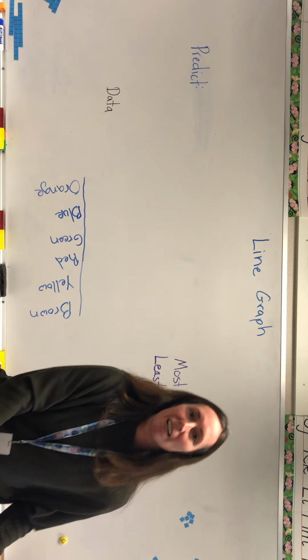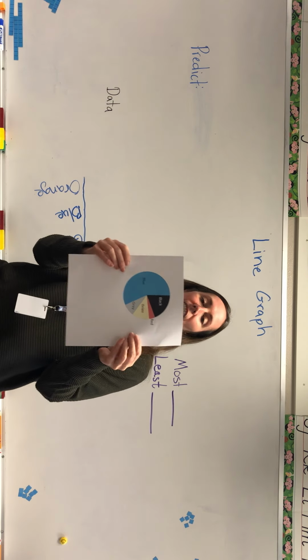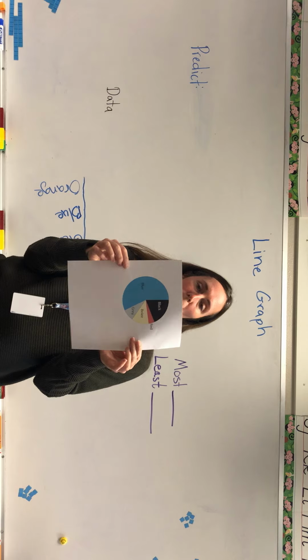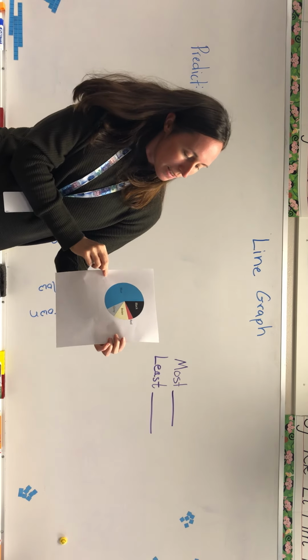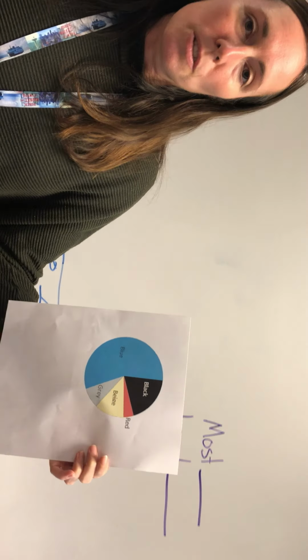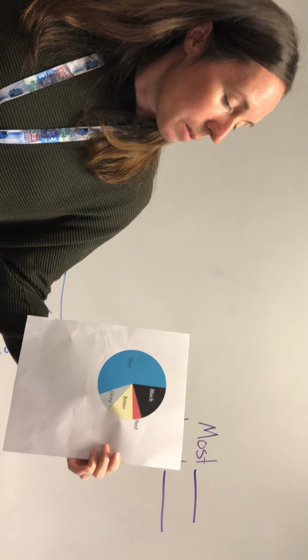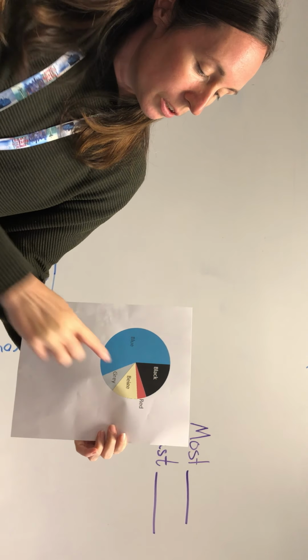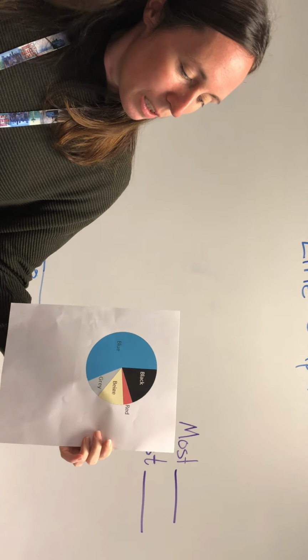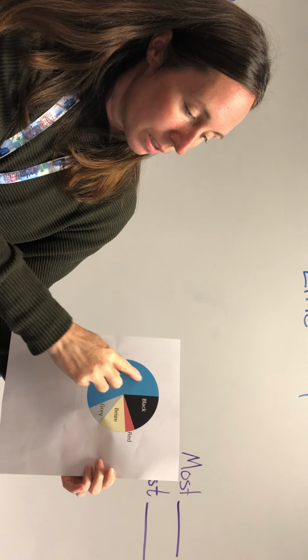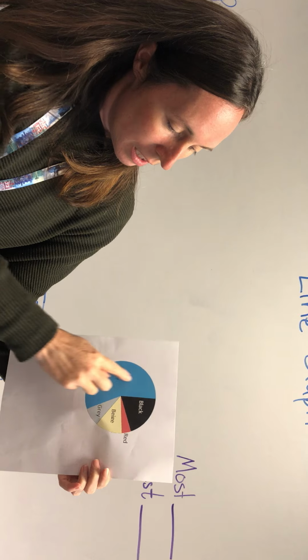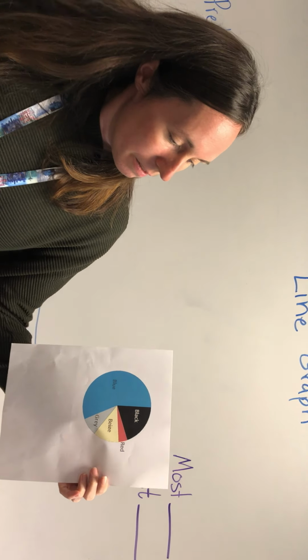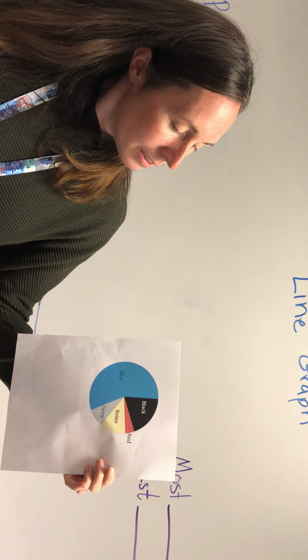But before we get started, this is a circle graph or a pie chart. To take a look at this, if I asked you out of 100 students what was their most favorite color, you could probably look at this pretty quickly and see that blue was the most favorite color because blue takes up a little over half of our circle graph.